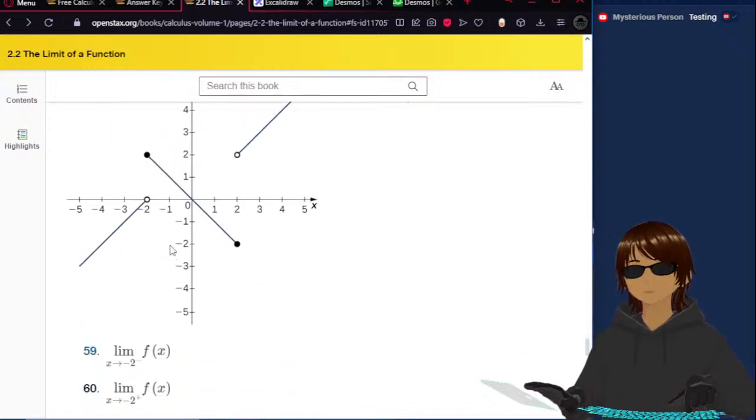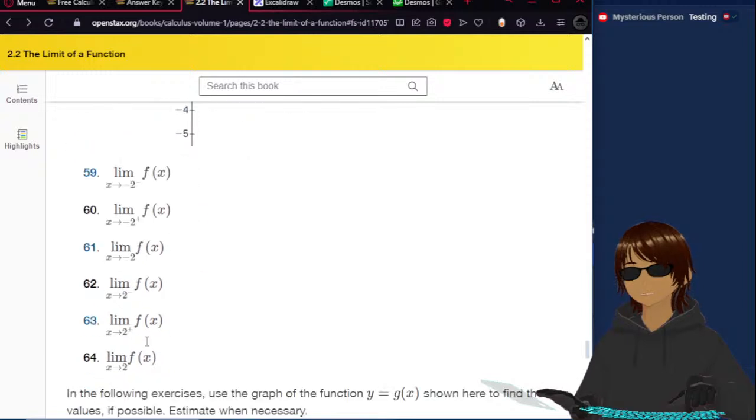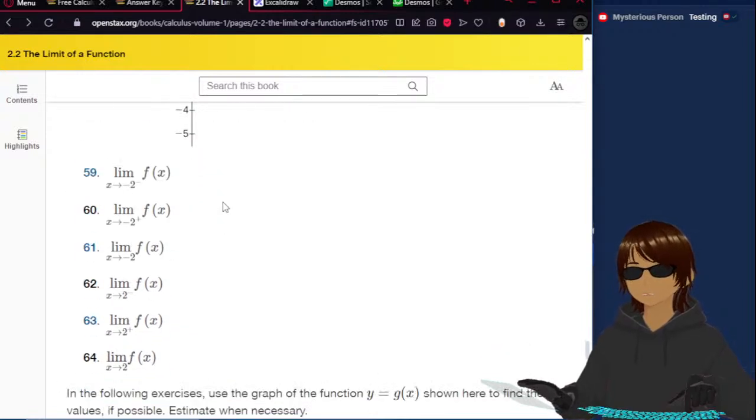Next one. X approaches negative 2 from the negative side. Then the answer is 2. Sorry, the answer is 0. From the positive side, it's 2. And overall, it doesn't exist. Plus 2 from the negative side, it's minus 2. From the positive side, it's plus 2. And overall, it shouldn't exist.